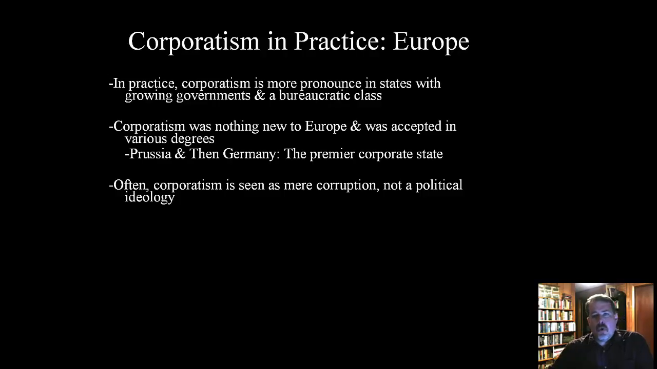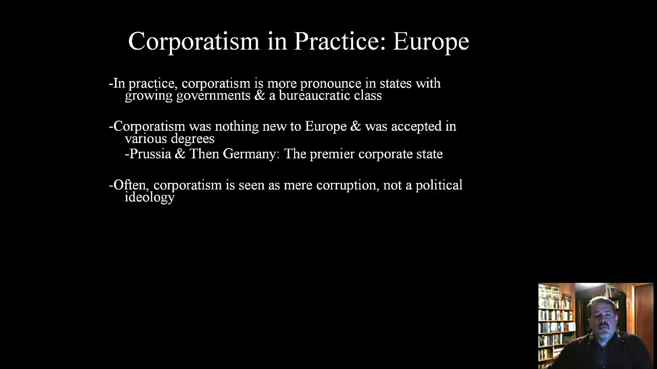Now, in practice, corporatism can only exist in states that have a government class, a large government, a growing government, and a bureaucratic class. They've got to have government. Corporatism helps grow government, but it needs government. And in Europe, the most pronounced corporate state of the late 1800s and early 1900s is Prussia, and then later on Germany, when Germany becomes a state around Prussia in 1876.